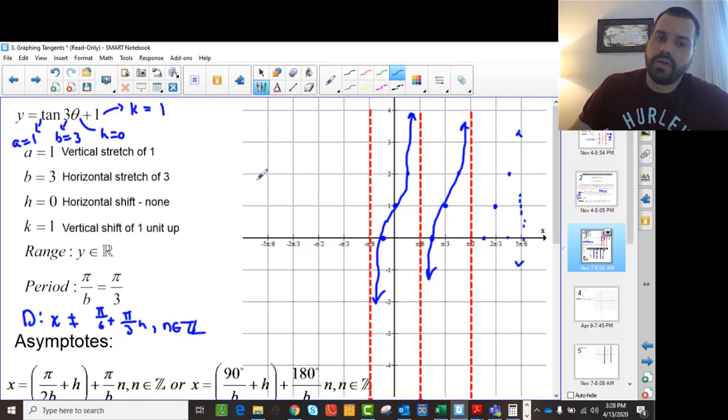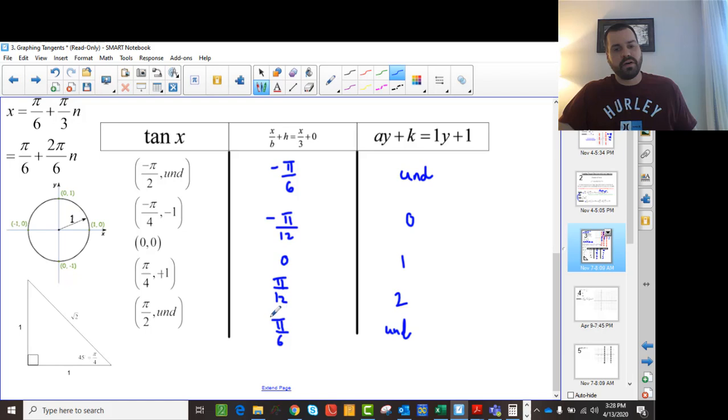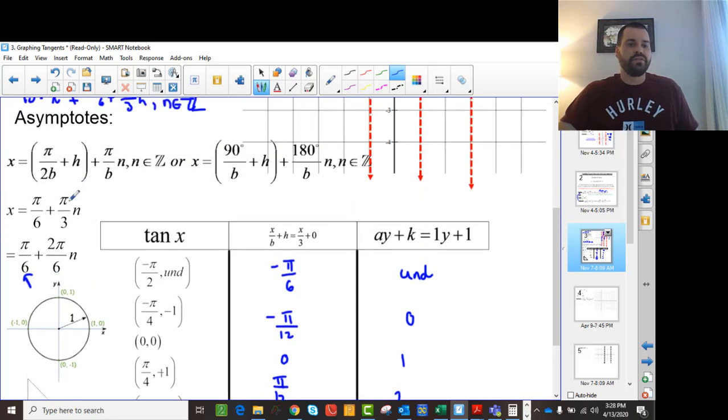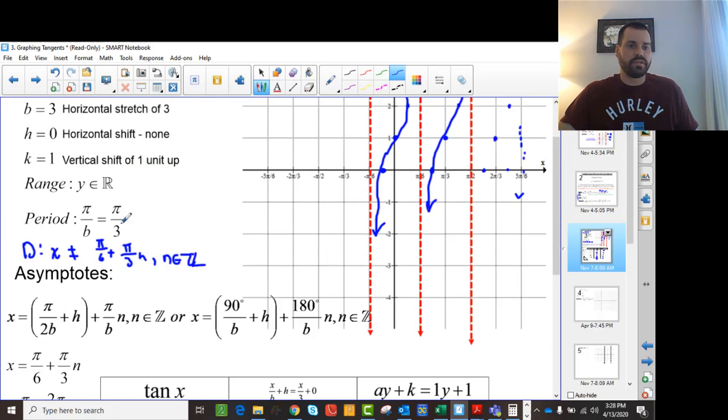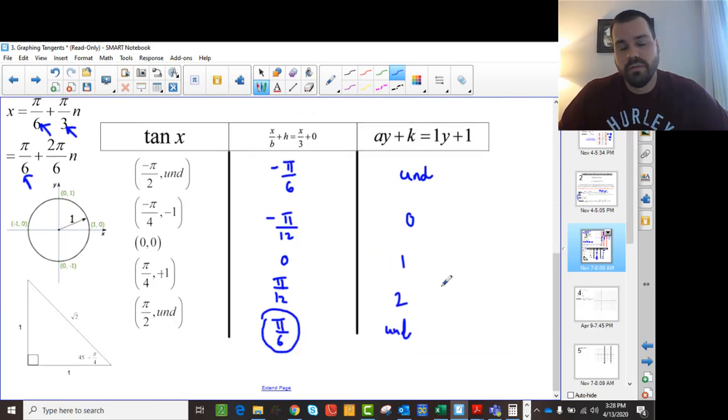And what I'm saying about the domain is if you don't like all of this, okay, you can see that this is my asymptote, that pi over 6, right? So the first asymptote after the y-axis is pi over 6. And then you're just adding the period. And the period, we said, was pi over 3. So that's the period. Okay, so first asymptote plus the period. That's how you draw a tangent. It's as simple or not as simple as that, depending on how you look at it.